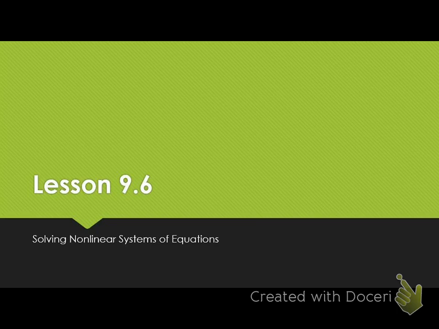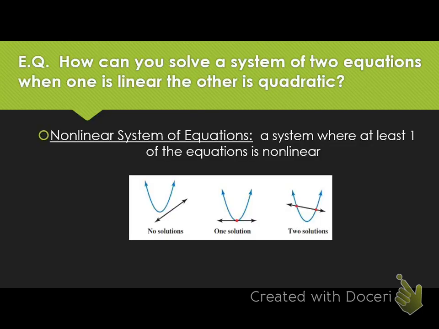So if something is nonlinear, that means it's not a what? Line. It's not a line, all right? Very good. So the essential question says, how can you solve a system of two equations when one is linear, which means that graph is going to be a line, and the other is quadratic? What kind of graphs do we get when we're graphing quadratic equations? Parabolas. And you can see right here on this screen, a nonlinear system of equations is a system where at least one of the equations is nonlinear.